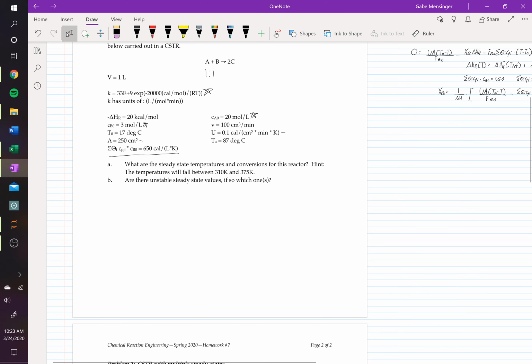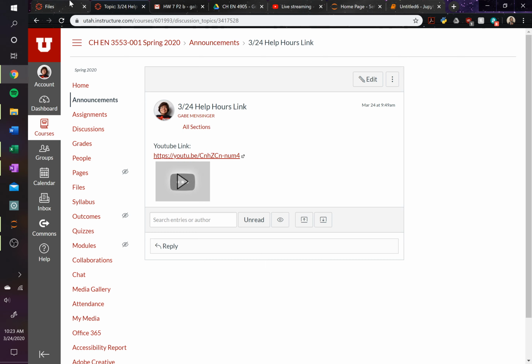And that pretty much covers part A. For part B, are there unstable steady state values? If so, which ones? So going back to, no, not that one.